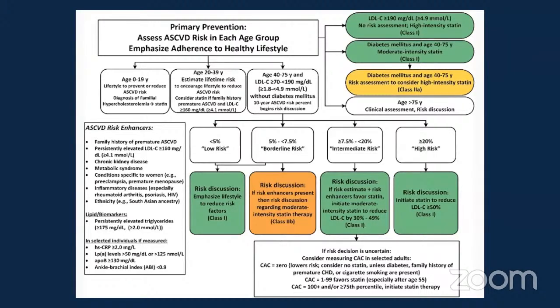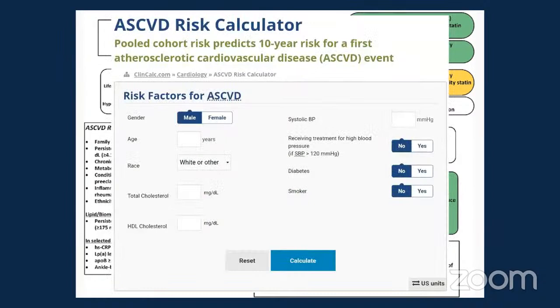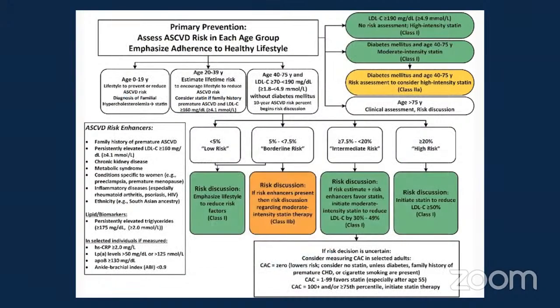But in patients aged 40 to 75 years with an LDL level from 70 to 190 milligrams per deciliter, who are not diabetic, a risk assessment should be used to consider statin therapy. The risk assessment is the pooled cohort risk predictor, the 10-year risk of a first atherosclerotic cardiovascular disease event. In case of low risk, less than 5%, emphasizing lifestyle modification is a class 1 indication. In patients with borderline risk, from 5 to 7.5%, a risk discussion regarding the use of moderate-intensity statin therapy is a class 2B. With an intermediate risk from 7.5 up to 20%, the use of a moderate-intensity statin is favored as a class 1, sorry.